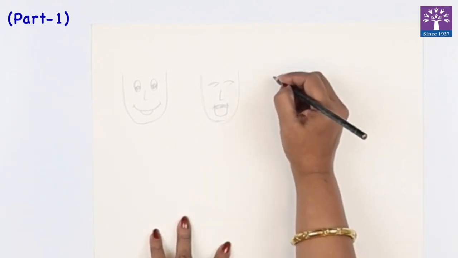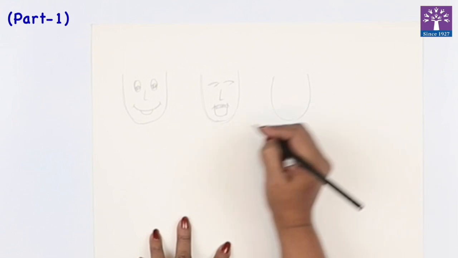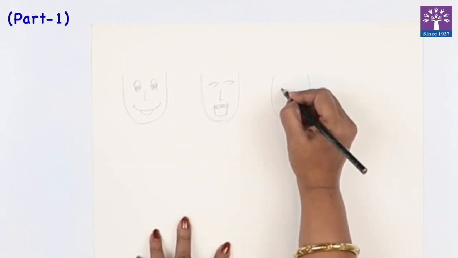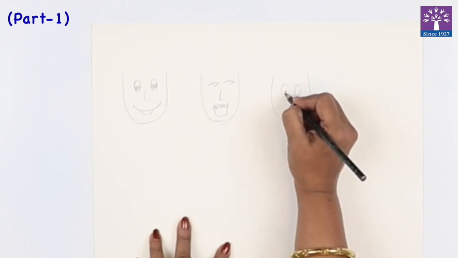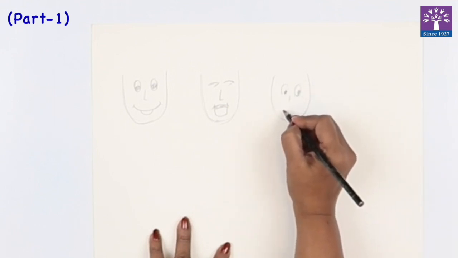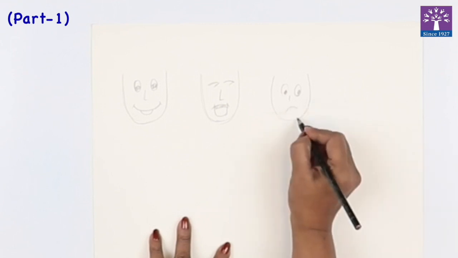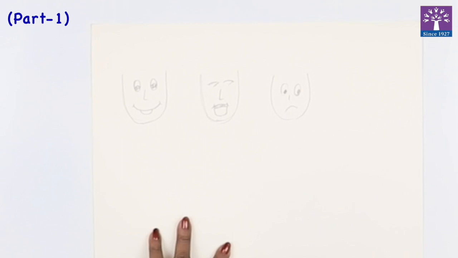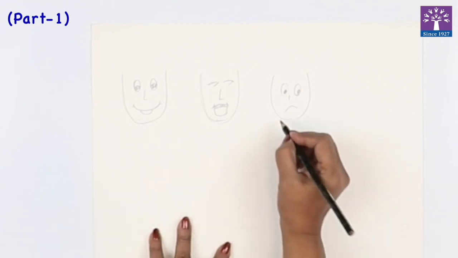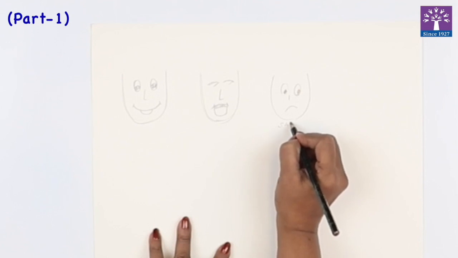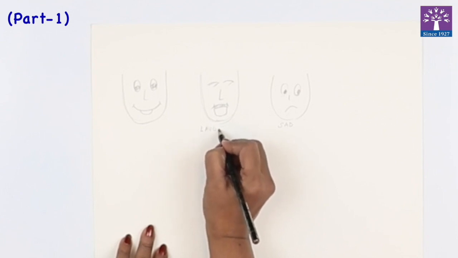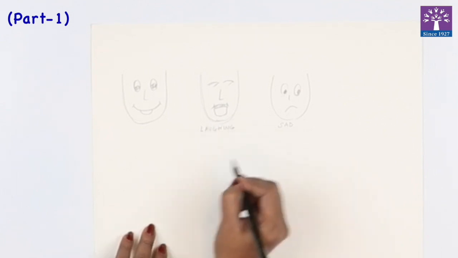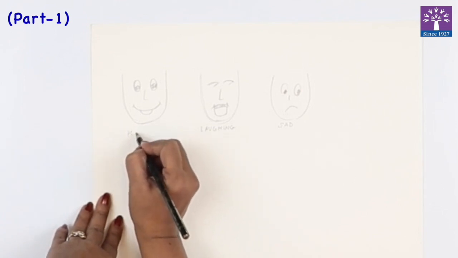How about a sad face? Again a letter U. Big droopy sad eyes. Your eyes are very sad. And a curve downwards. This is a sad face. Let's write. This is a sad face. This was a laughing face. This is a smiling or a happy face.